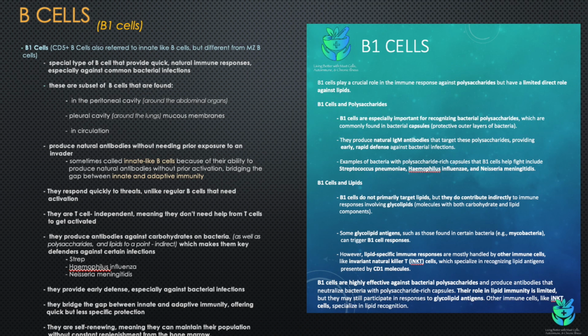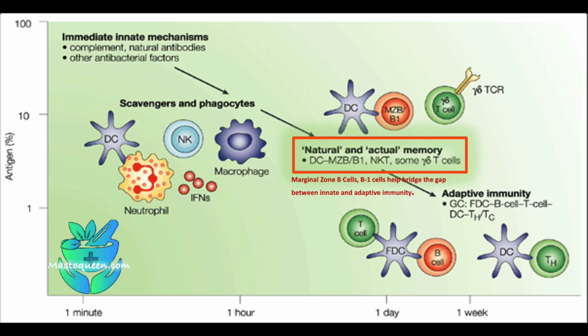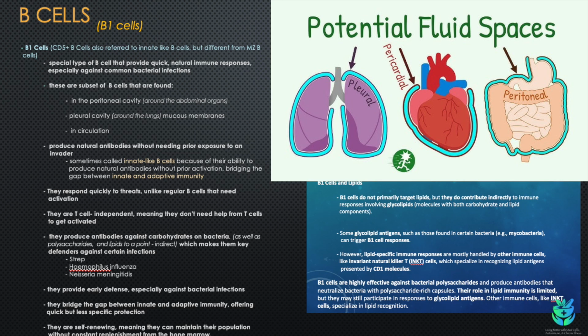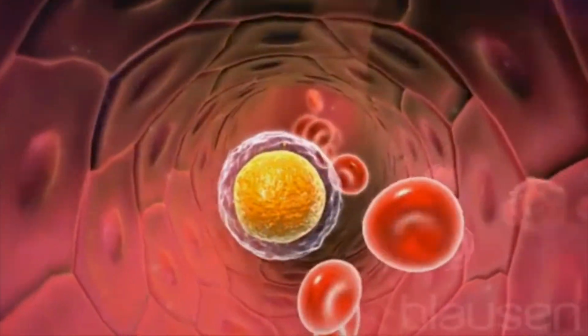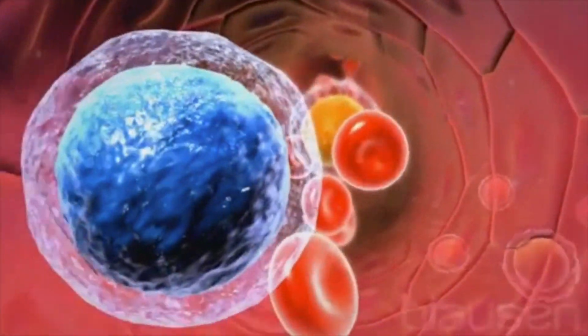B1 cells. These are the CD5+ B cells, also referred to as innate-like B cells, but different from marginal zone B cells. And remember, marginal zone B cells are in the spleen. They are a special type of B cell that provides quick, natural immune responses, especially against the common bacterial infections. They are a subset of B cells that are found in the peritoneal cavity, which is around the abdominal organs, the pleural cavity, which is around the lungs and the mucous membranes, and in circulation. They produce natural antibodies without needing prior exposure to an invader.